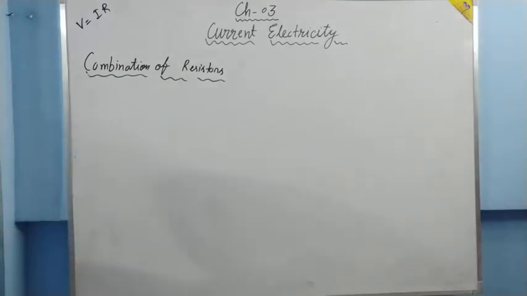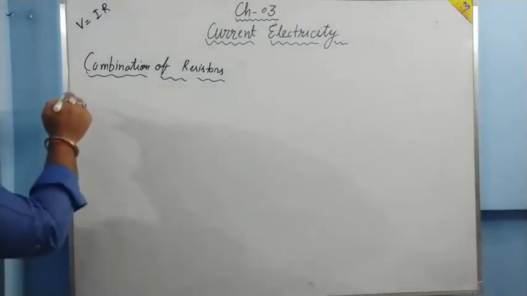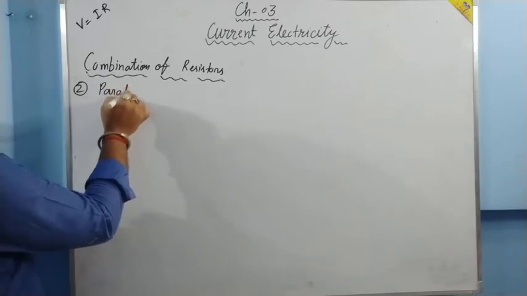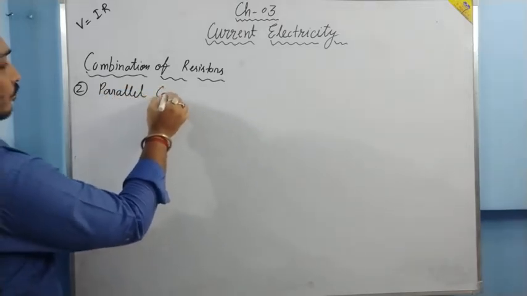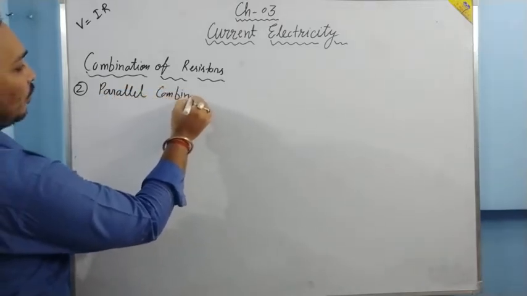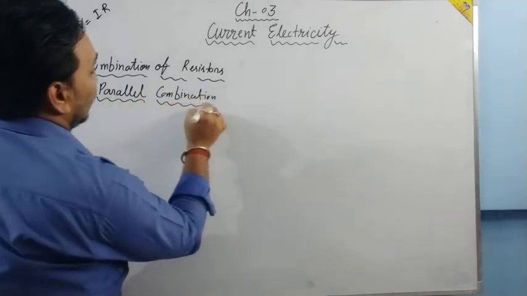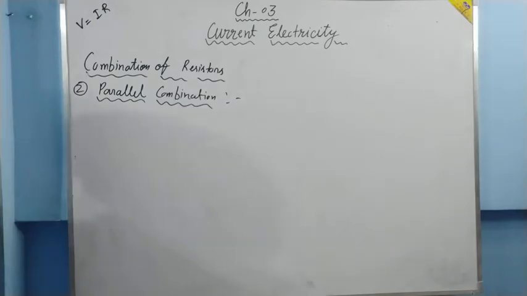In the same manner as we have done chapter number 2, in the same manner we are going to do this one. Now the second one we are going to do is parallel combination. What is that parallel combination?